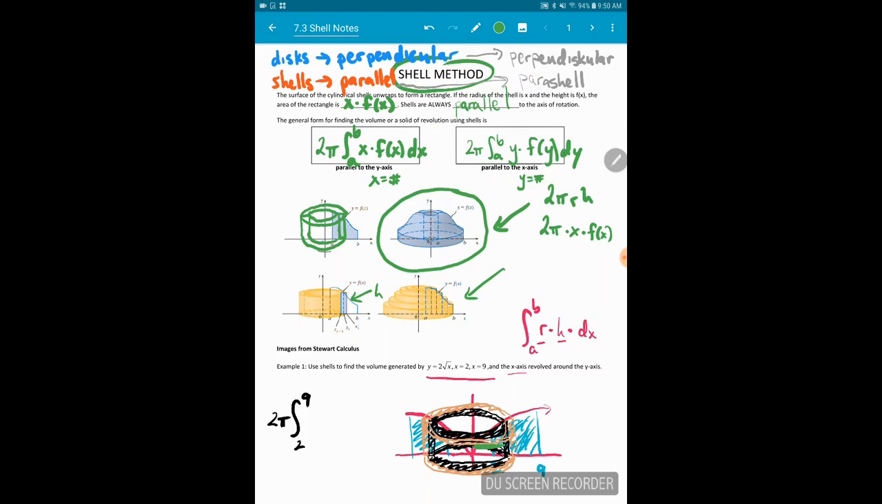is this length. So my radius goes from where I'm rotating around to wherever I'm starting, and so that's the radius of this. And then if I went to the next one, the radius would be a little bit bigger and so on. So r appears to be x, and then my height appears to be f of x. So in this case, that's 2 root x. And then I have dx.